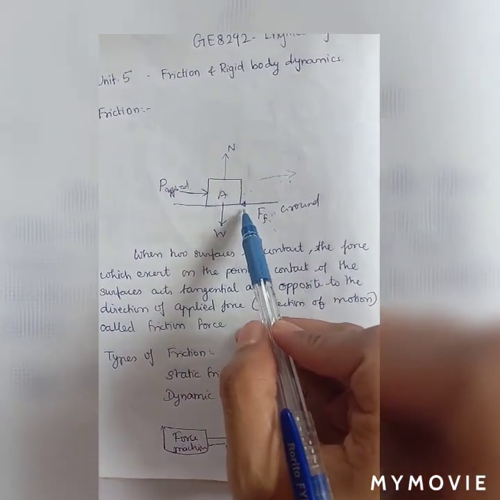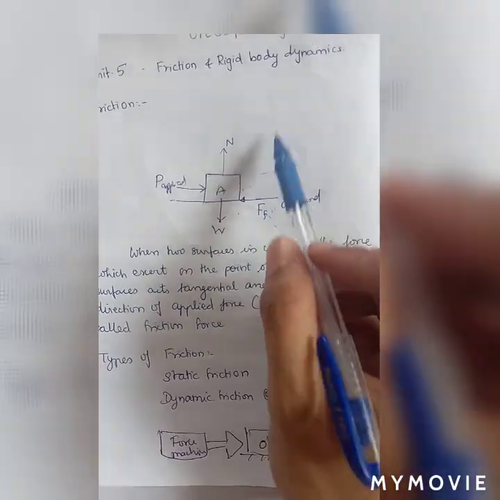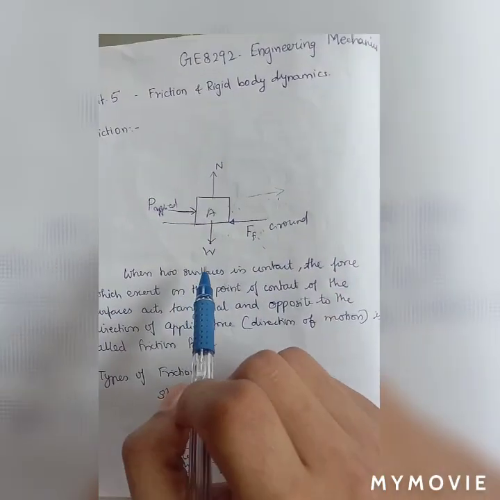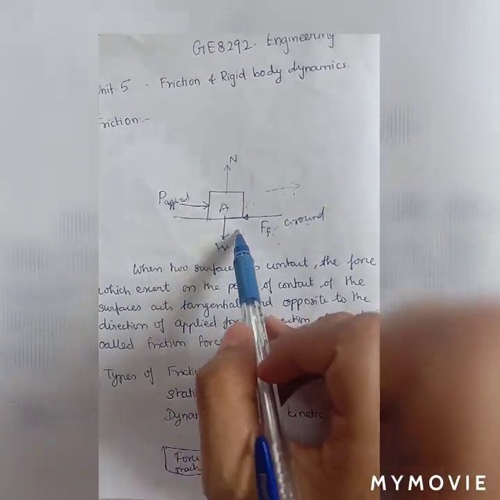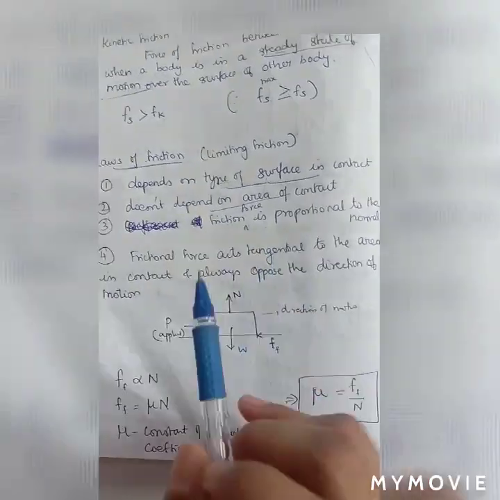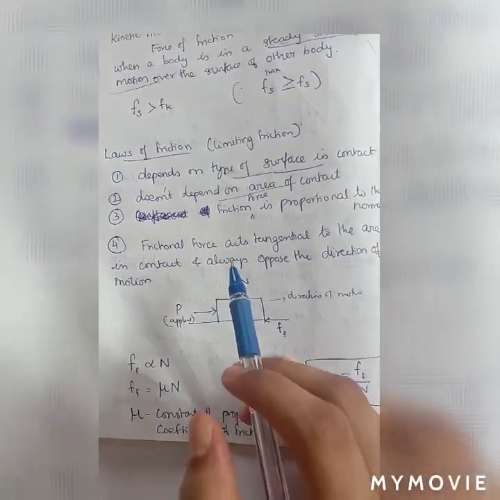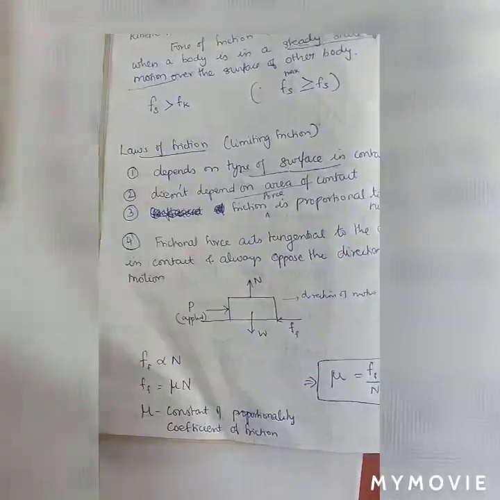So we know that when a body is placed on a surface, due to the weight of the body, a normal force will be developed. So the frictional force developed between the surface and your object will be directly proportional to the normal force. That is what the law states. And the third one is the direction of your frictional force developed between the surface and the object.